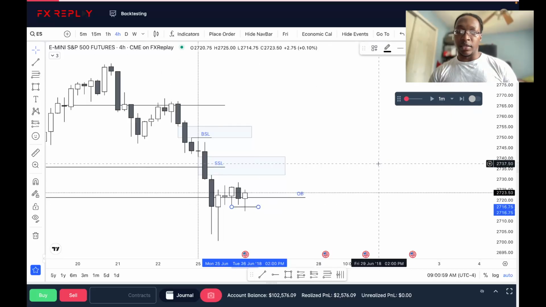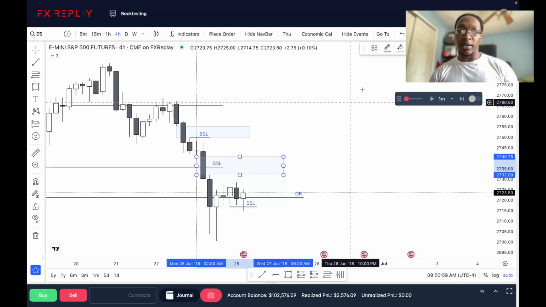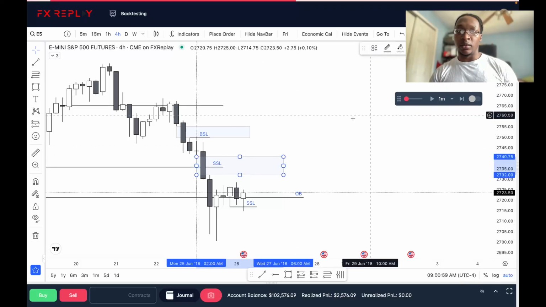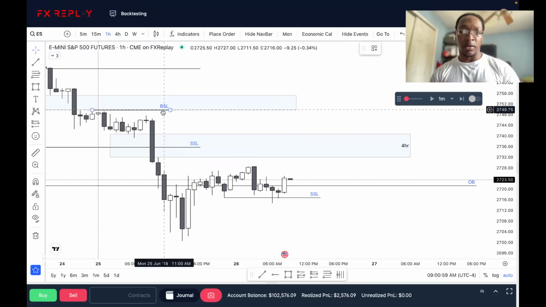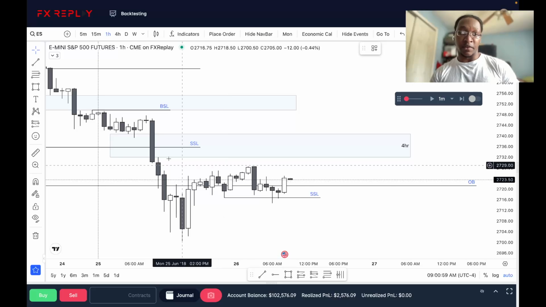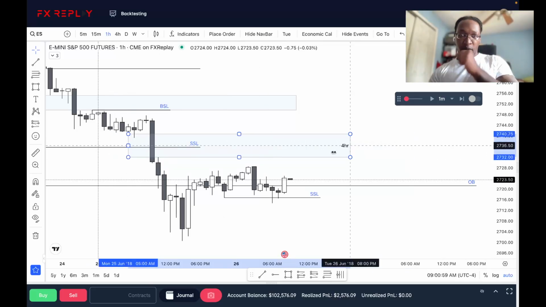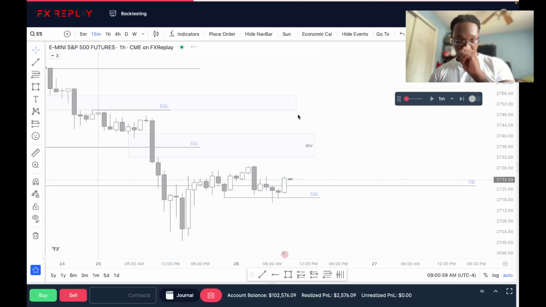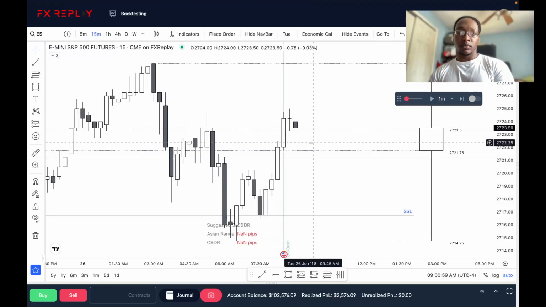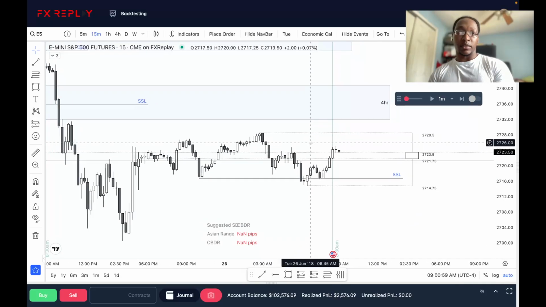What I'm noticing is that being able to spend more time on the higher time frame really lets me align with price, being able to know and have confidence and conviction in where price is likely to go. So on the 15-minute, nice. I like this. I like this 15-minute.